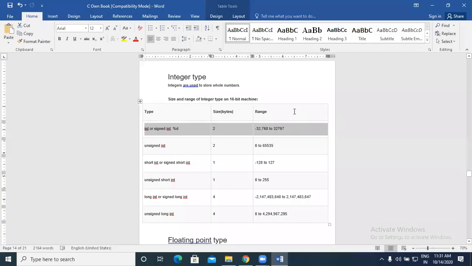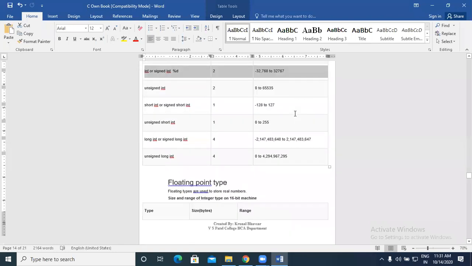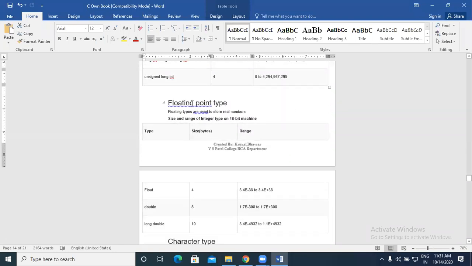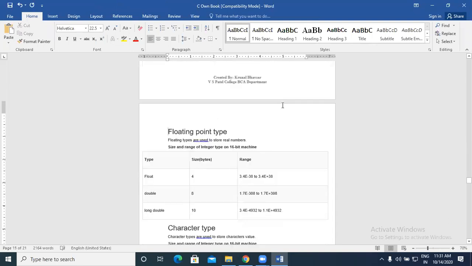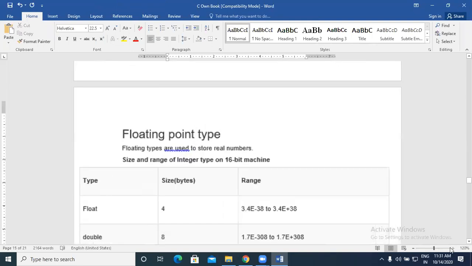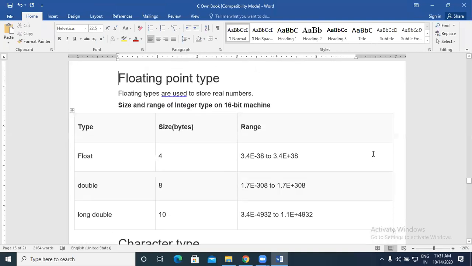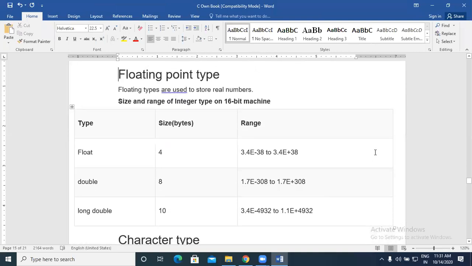This is your integer data types. Next, floating point. Floating point is known as a decimal, real, or decimal data type. Floating types are used to store a real number. Real number, that means a point value, right? 3.14 is considered a float in the C programming language. So the data type is float.